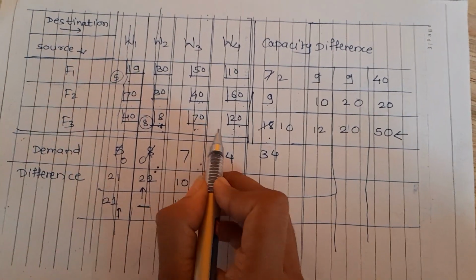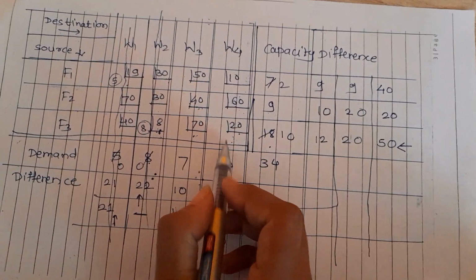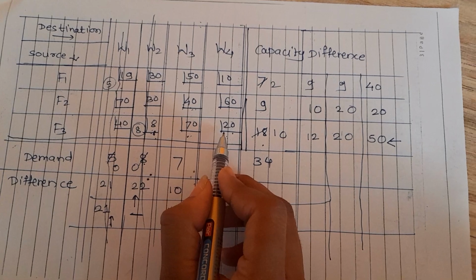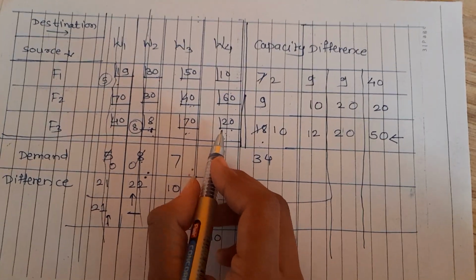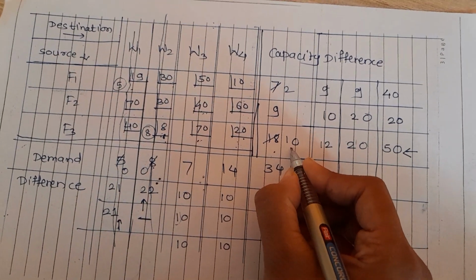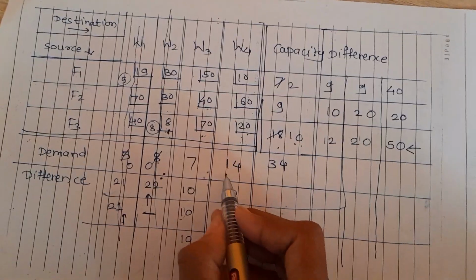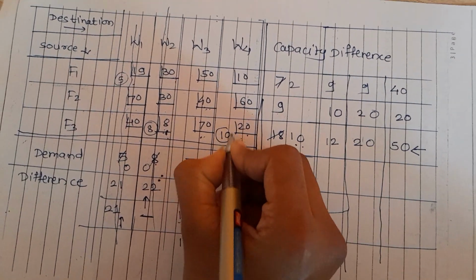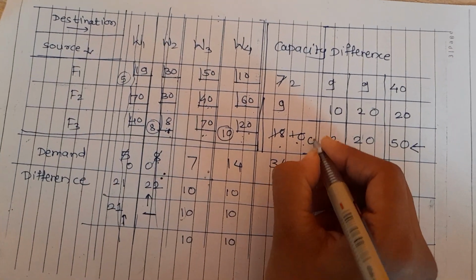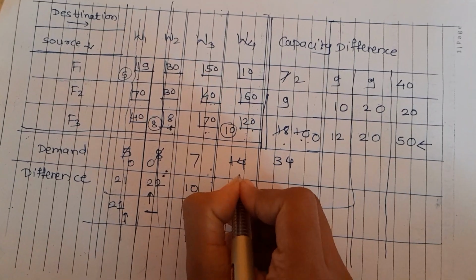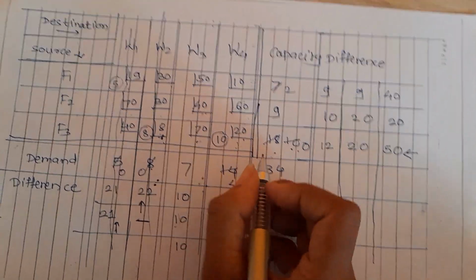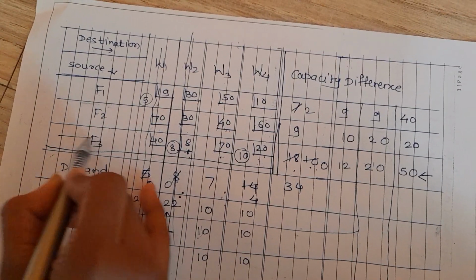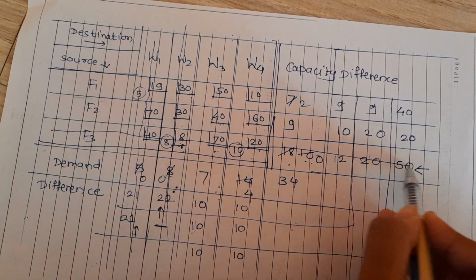In that row, 70 and 20 are the two values. Which value is minimum? 20, therefore our allocation is placed at cell 3, 4. Now here the capacity is 10 and the demand is 14, which is minimum? Capacity is minimum, therefore allocate 10 here. This 10 becomes 0 and this 14 becomes 4. Therefore in the next step this is not included.